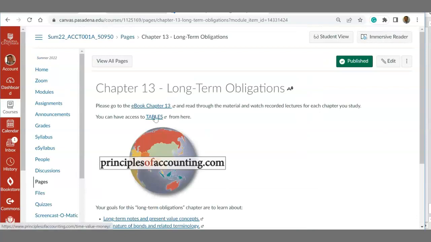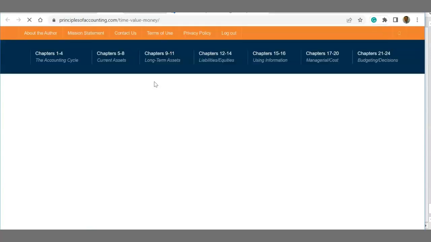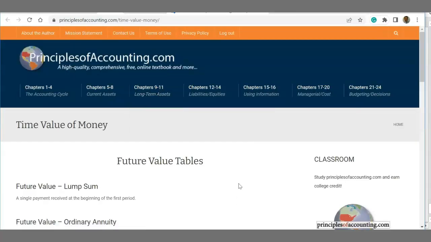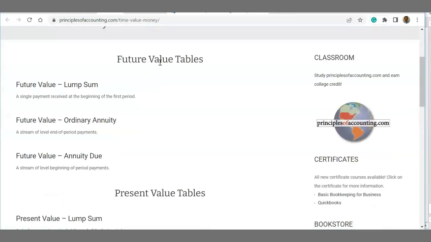Here are the tables. I want you to make sure you know where the tables are, because when you are trying to calculate the present value, you need to look at these tables. I'm going to open it right now so you have a very good understanding of these tables for chapter 13 in regards to calculating the present value. There are some tables for future value, like lump sum, one specific one-time dollar amount.